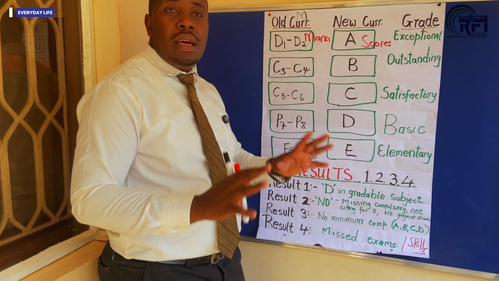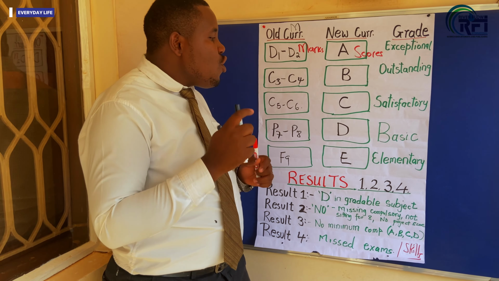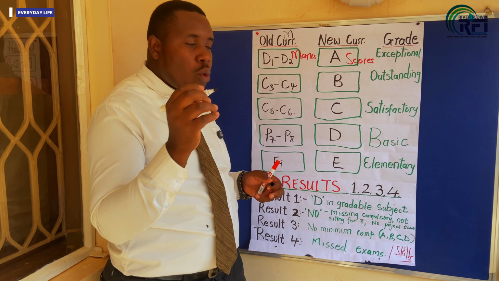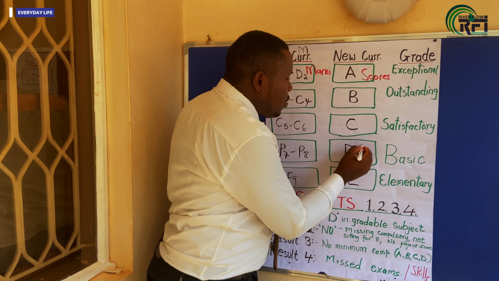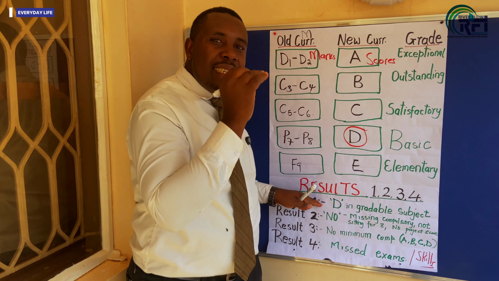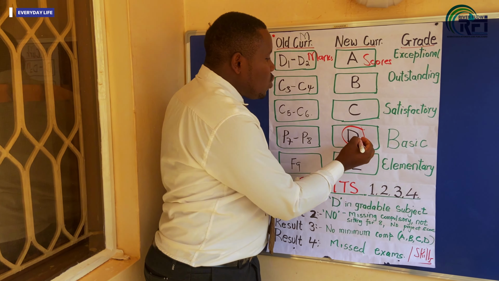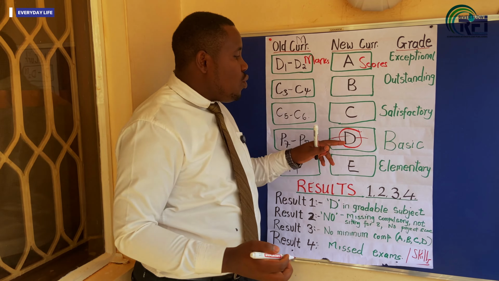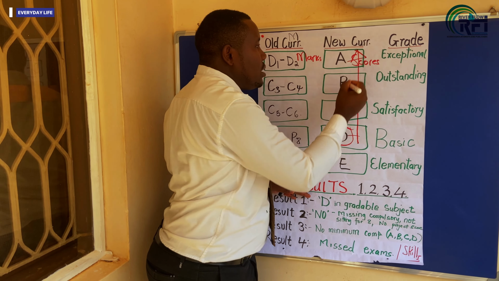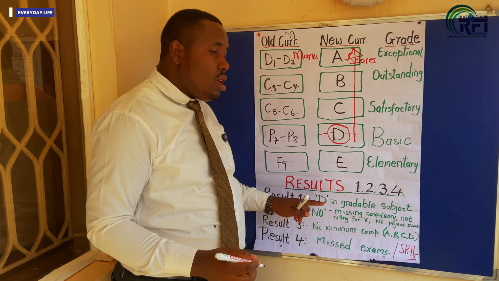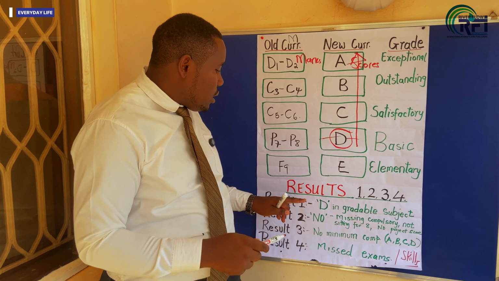In result 1, it means that you have passed and you qualify to get the UCE certificate. In other words, you have at least obtained a D, which we said is the basic minimum requirement. You have just attained a D in any of the subjects which can be graded. That is the learner in result 1, and all learners who actually got certificates have result 1.